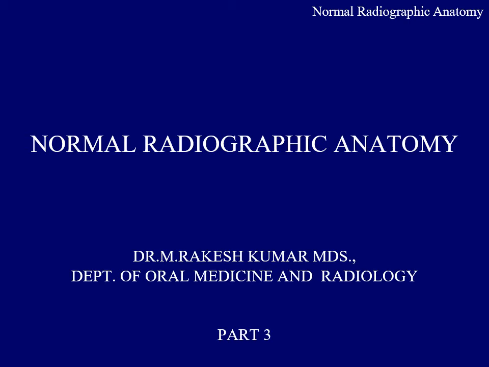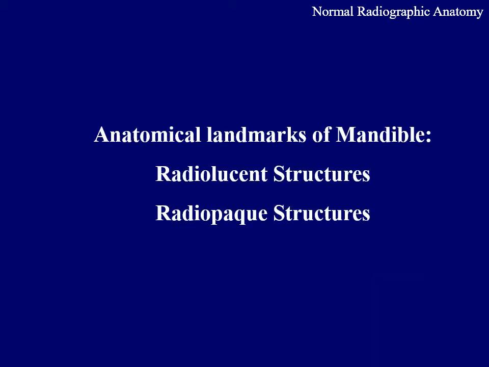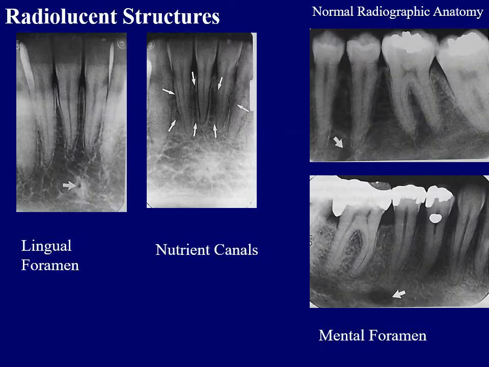Hello all, this is Rakesh Kumar Manne and we are going to continue normal radiographic anatomy of the jaws, under which we are going to discuss normal landmarks of the mandible. Again, under normal landmarks of the mandible, we are going to discuss radiolucent structures and radio-opaque structures. Coming down to radiolucent structures, the very first image is the lingual foramen.